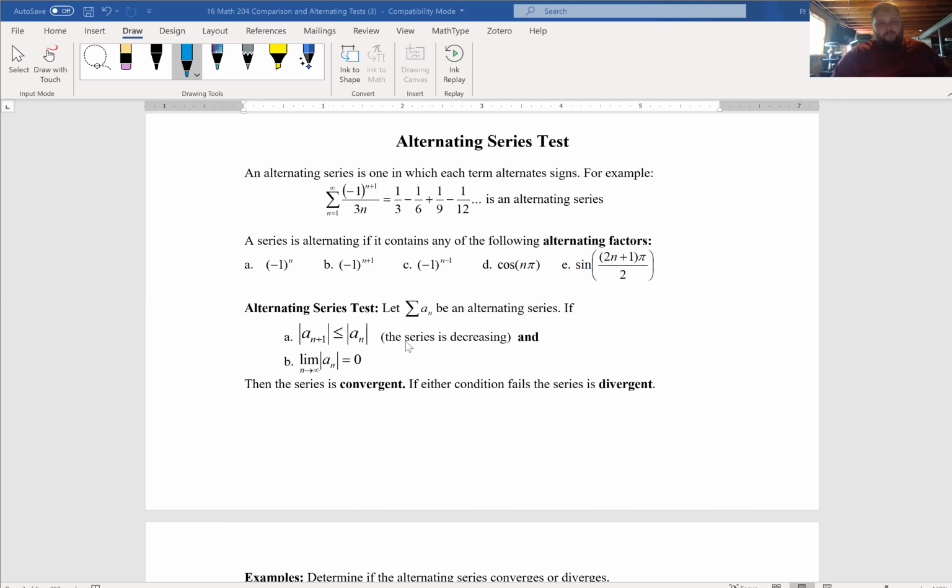So what is the test? Well, once we've identified a series as alternating, then there's two parts to the test. The first part says, prove that the series is decreasing. And it's written here as the absolute value of a sub n plus 1 must be less than or equal to the absolute value of a sub n. All that really means is that the next term in the series or sequence must be smaller than the prior or the previous term.